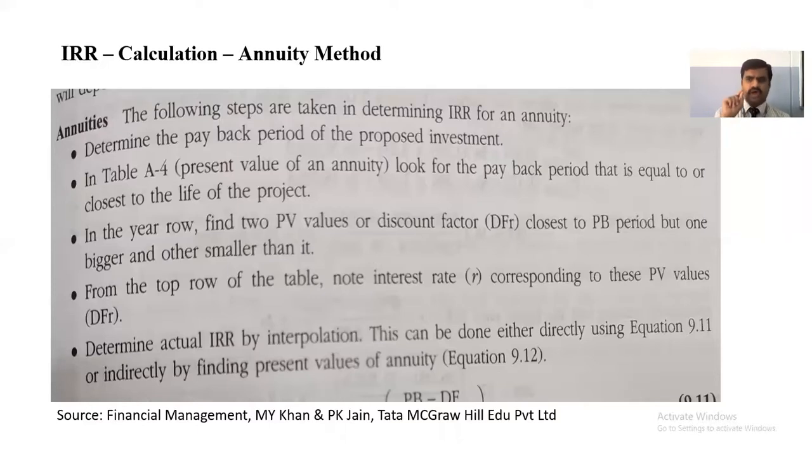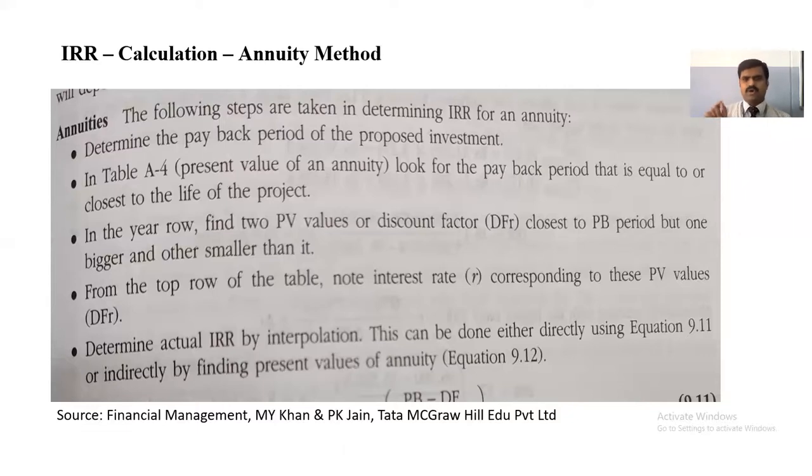But 99.999% you will not get that. So what you have to do is go to the third step. What is the third step? In the year row, you have to find two present value discount factors closer to the payback period, but one bigger and one smaller than it. So you take 1% higher than the payback period and 1% lower than the payback period.